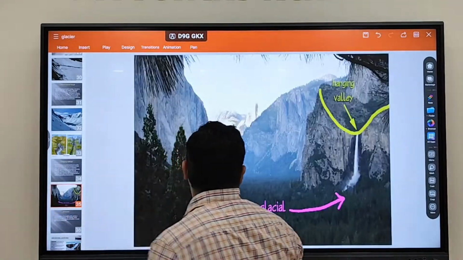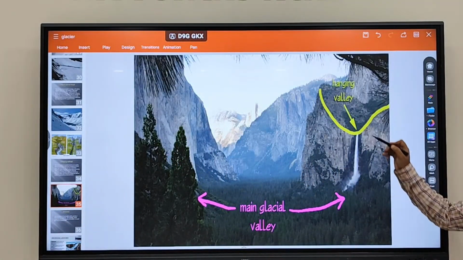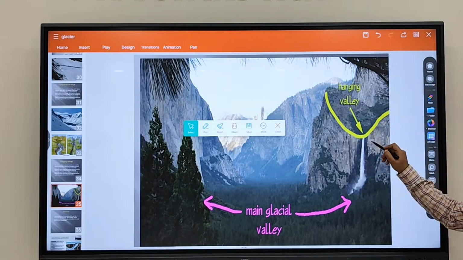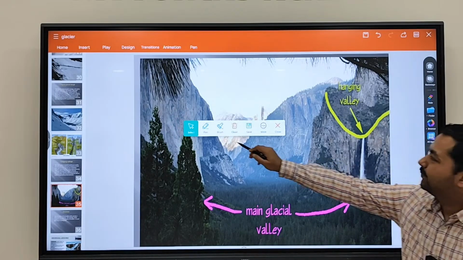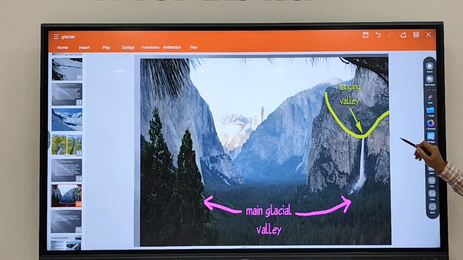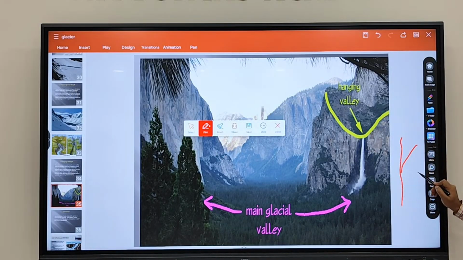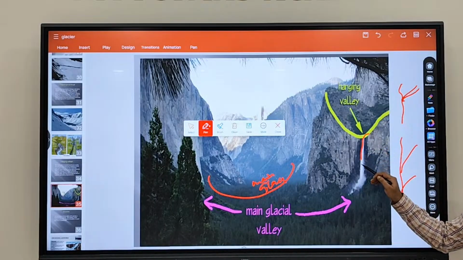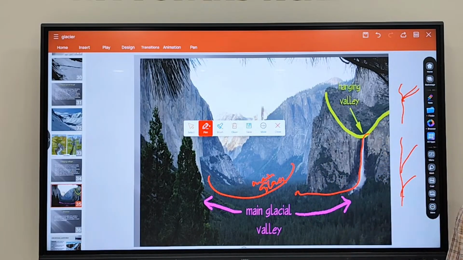Now the next part is hanging valley. This is a valley from where ice is coming. Like we discussed, rivers are flowing, and tributaries come and join the river. Like that, when glaciers are flowing, some glaciers may also come and join the main glacier. So this was the main glacier region, and this is the tributary that is coming and joining the main glacier.